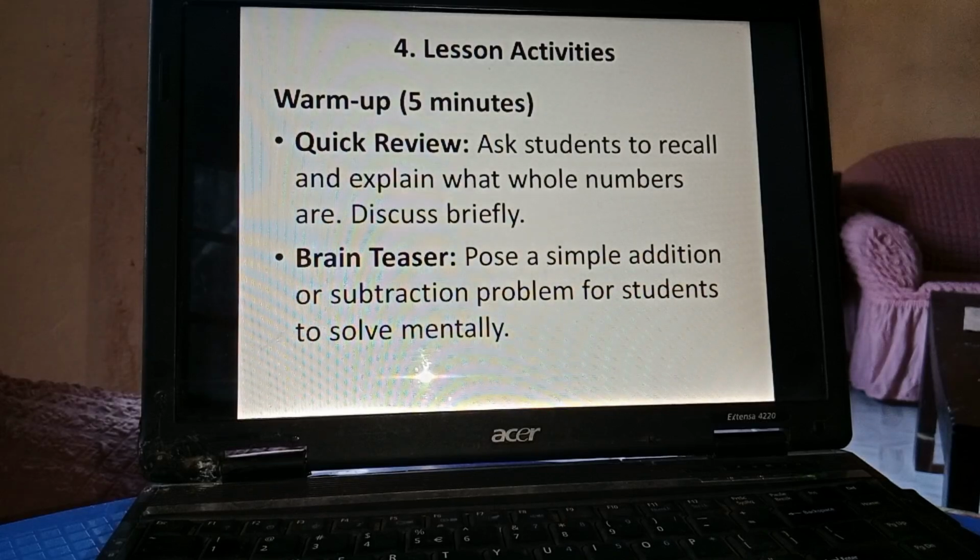Lesson activities. Warm up, 5 minutes, quick review. Ask students to recall and explain what whole numbers are. Discuss briefly.